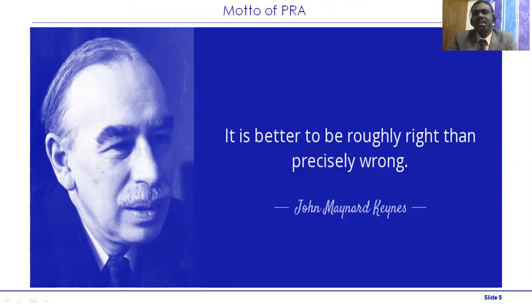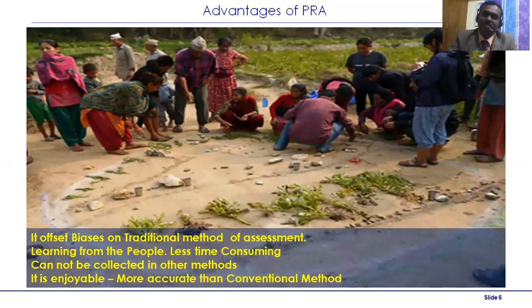There is a motto for PRA. The motto is, it is better to be roughly right than precisely wrong. So this is PRA's motto. There are so many advantages of PRA. One advantage is that it offsets bias in the community. There won't be any bias in the community when they do this PRA exercise. It is an exercise where we can learn from the people and understand the situation of the community. And third, it is an enjoyable event. We can also enjoy when we do PRA. So this is an advantage of PRA.